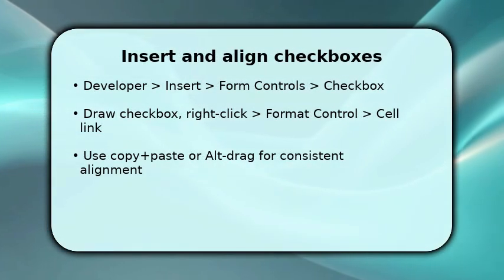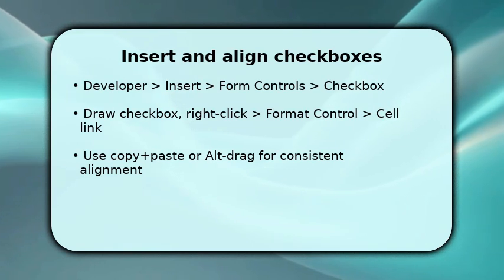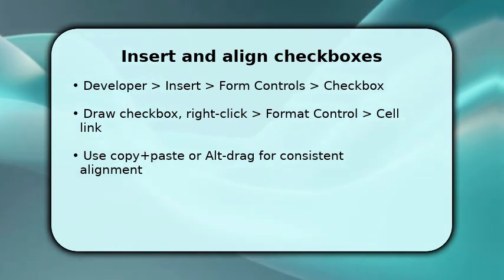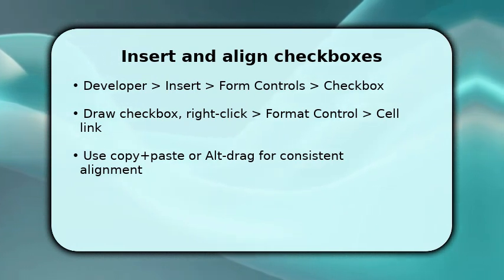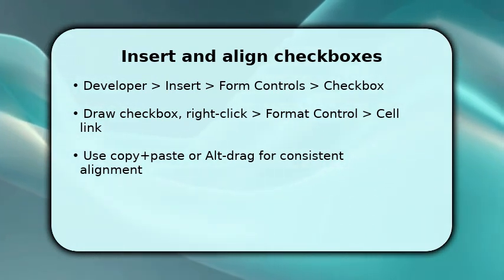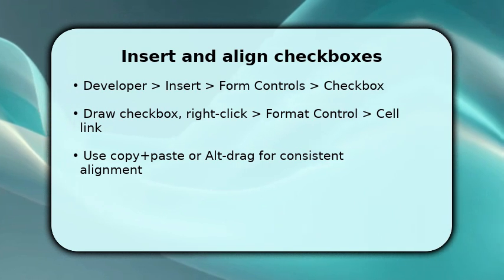Insert a checkbox from Developer, Insert, Form Controls, checkbox. Draw the control near your chosen cell, then right-click and choose Format Control. Link it to a nearby cell so true/false output appears. This connection lets Excel read the state for formulas.